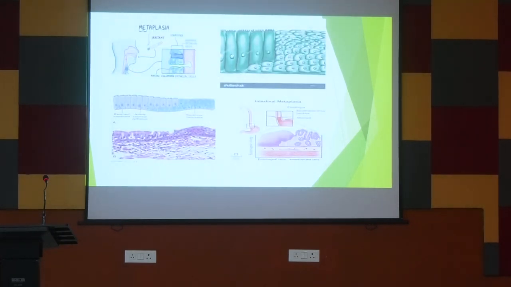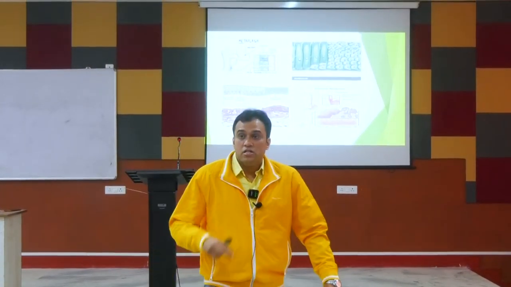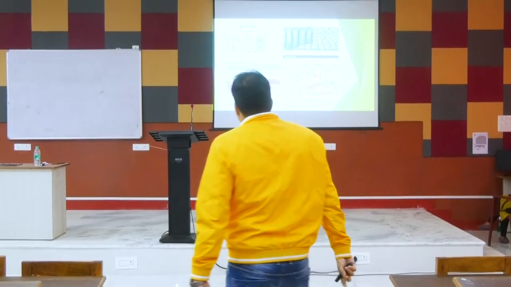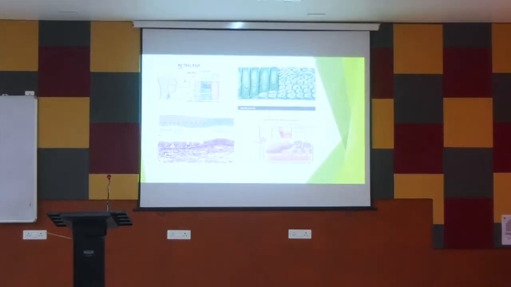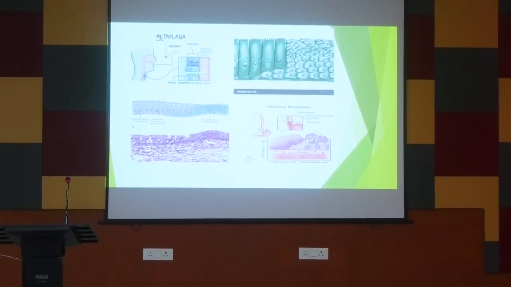So epithelial metaplasia, the first one, smoking, very common. Pseudostratified ciliated columnar epithelium getting converted to squamous epithelium. Next one, columnar to squamous, where will you find it? Uterus. Columnar to squamous you will find predominantly in the cervix, in prolapse of the uterus. In case of prolapse, the columnar epithelium gets converted to squamous epithelium. Have you heard of prolapse? I'm pretty sure you have read it in applied anatomy. You know of prolapse. Right.